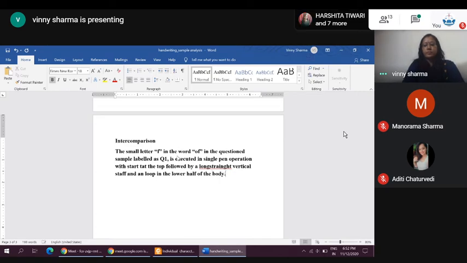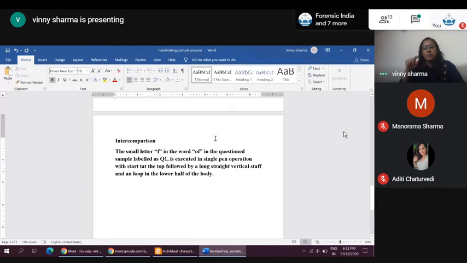Okay, no complicated words, nothing doing, but it gives you an image that this alphabet starts from the top, it goes to the bottom, and then it forms a loop in the lower half of the body. So it gives an image to the reader of how the alphabet looks like.